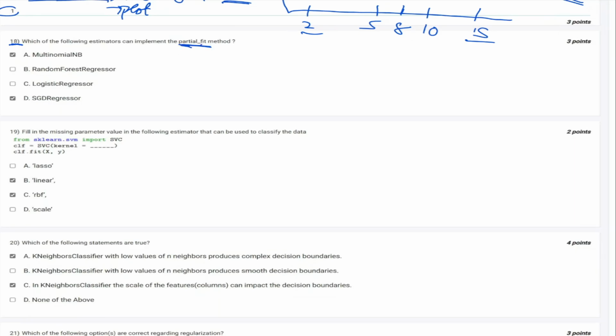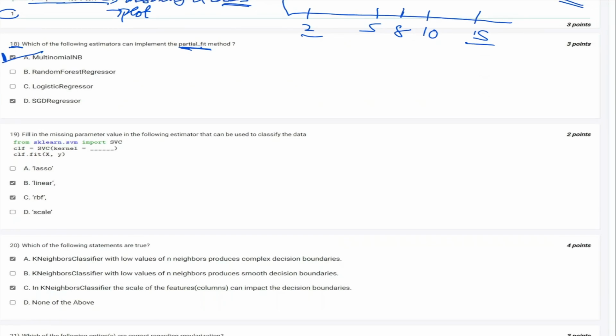Okay, so it is just theory. You have to understand this. Multinomial NB, that is multinomial naive Bayes, and SGD regressor. Here is a small tip: the partial fit method can only be applied if it is an iterative approach.